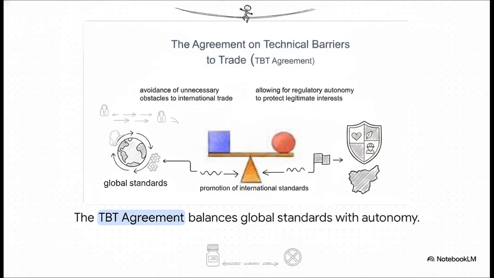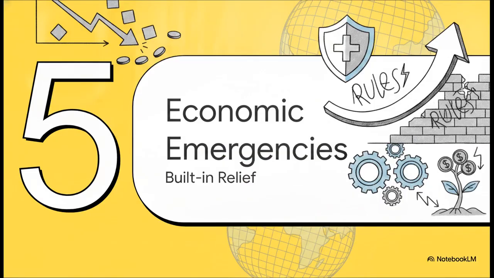But on the other side, it absolutely must respect a country's regulatory autonomy to protect its legitimate domestic interests, things like human health, safety, and the environment. Basically, you can absolutely require child-safe caps on medicine, but you cannot design that safety regulation just to deliberately lock out your foreign competitors. But even with all these rules in place, sometimes economies just stumble.